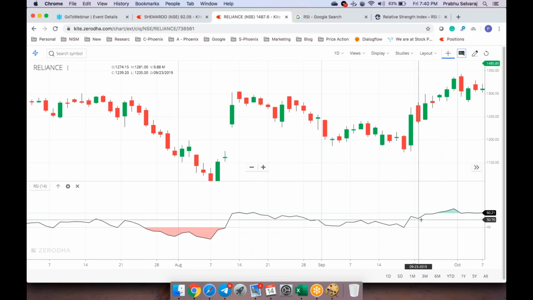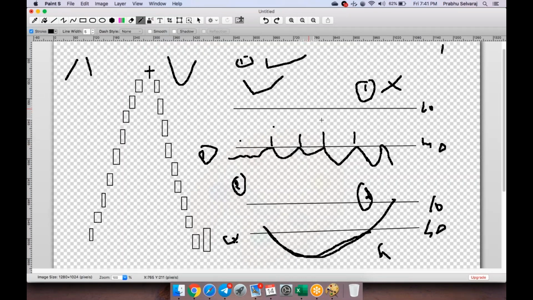There are two ways to trade in RSI. When I'm telling you should not trade between 40 and 60, why? Because the RSI will always take a hit here, come back, take a hit here. It will travel like this, inside, going to hit, come back, hit, come back. Once you become an expert in identifying the trades, you can play between 40 and 60. But you can play the zigzag movement.